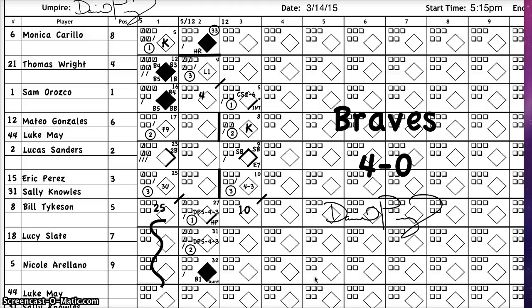So again, there's a lot of information that can be gleaned from scorekeeping when it's done correctly, and it can be a lot of fun. Another way to keep track and appreciate the game.